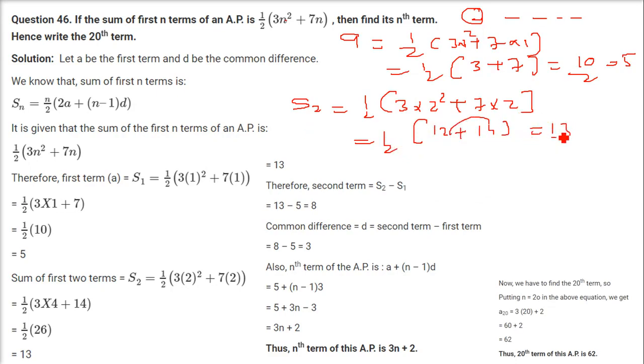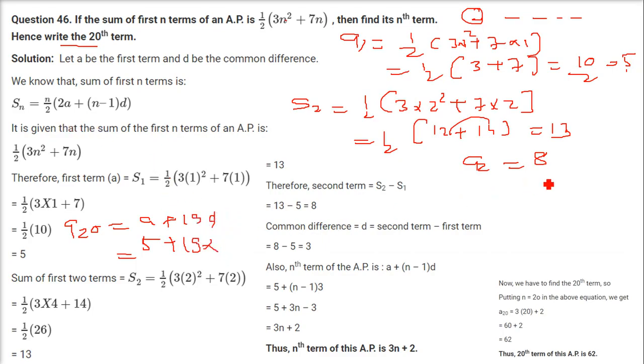Now this is the sum of first two terms, but the first term is 5. So what will be the second term? You have to subtract these two. So A1 is 5. What will be A2? 13 minus 5, that is going to be 8. So A and D are known. You can always find the 20th term. You can easily find A20, which will be equal to A plus 19D. So A is known to you, that is 5 plus 19 into D.